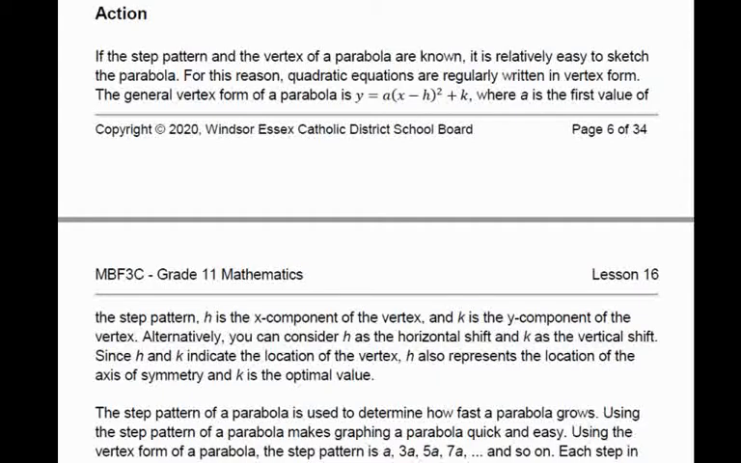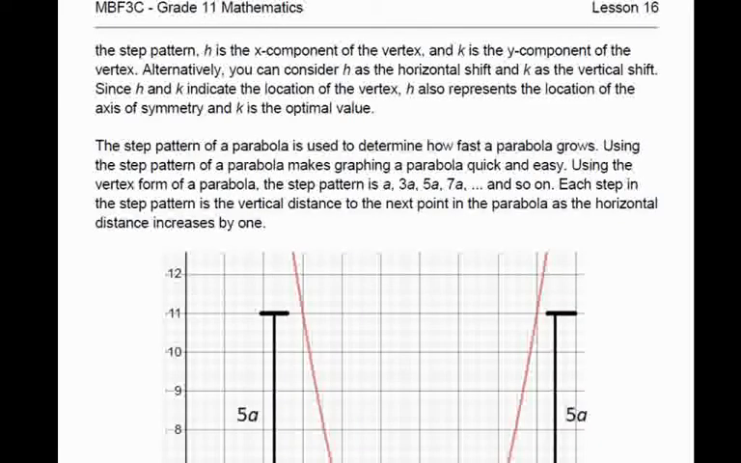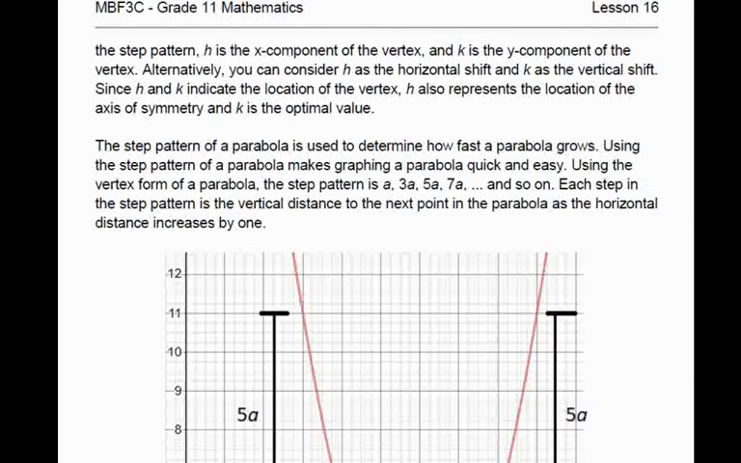Another thing that we didn't mention in the image, though, is the step pattern. So the step pattern is a property that is used to help graph the parabola, and it is a pattern that is always equal to the leading term or leading coefficient, so that coefficient of the x squared term, the a. It goes a, 3 times a, 5 times a, 7 times a, and on and on like that.